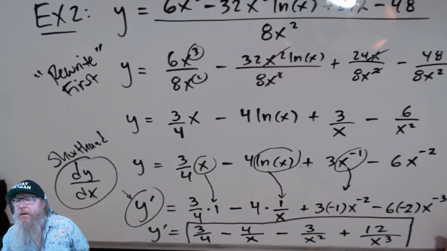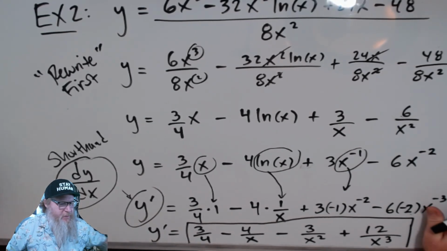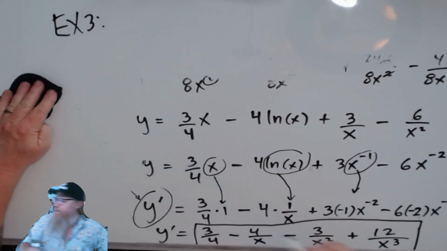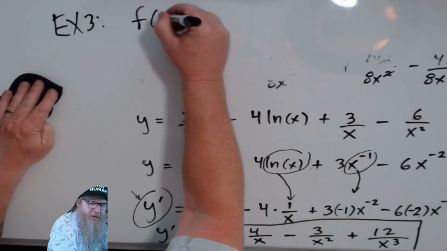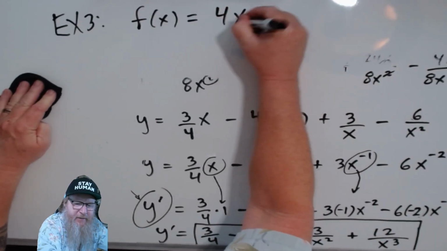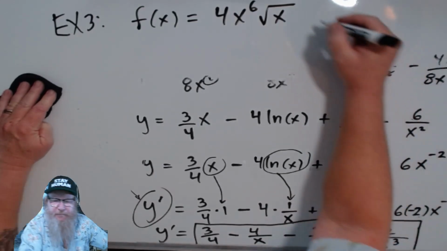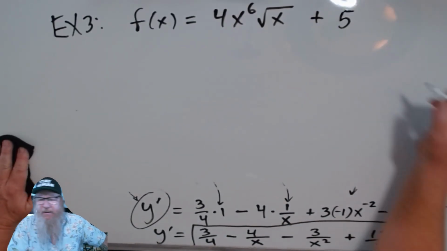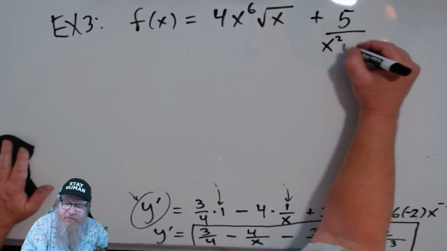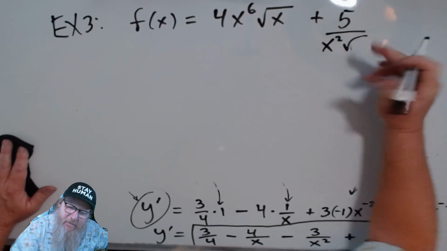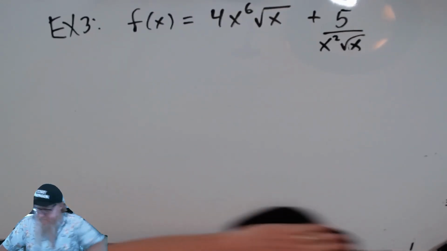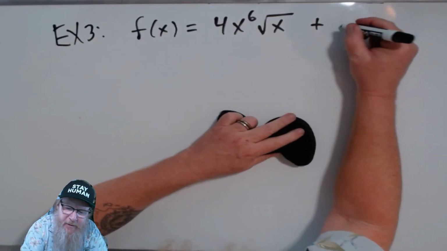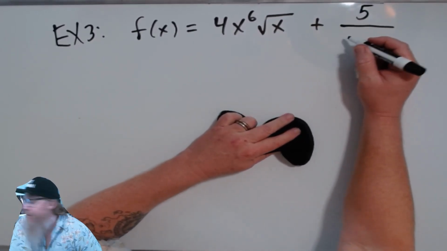Okay. Moving right along, just using the rules. Taking derivatives. Example 3. Back to the F notation, one of the more common notations that we've had. All right, this is kind of an awkward looking function. Let me put the fraction bar a little bit straighter.